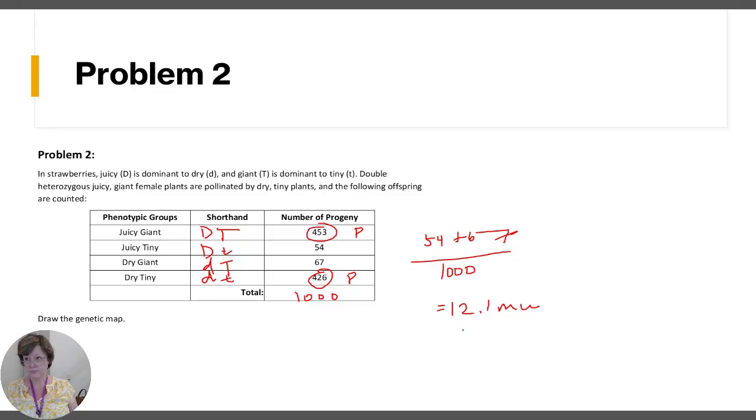And just a note, I actually calculated 0.121 here, but I can do it in my head. I convert to percent, 12.1%, 12.1 map units. If you need to write out all the steps, that's fine too.